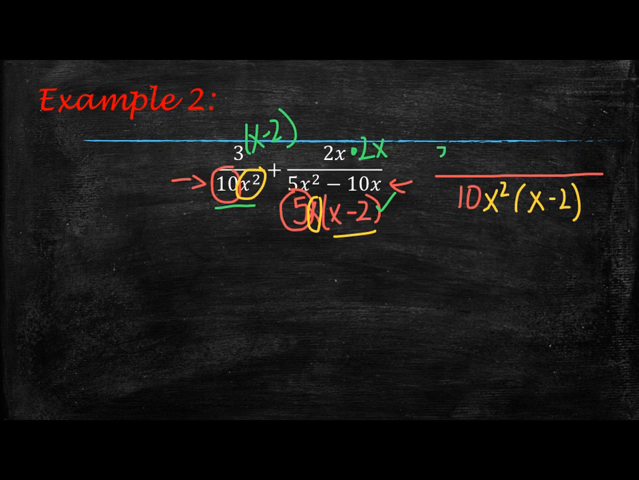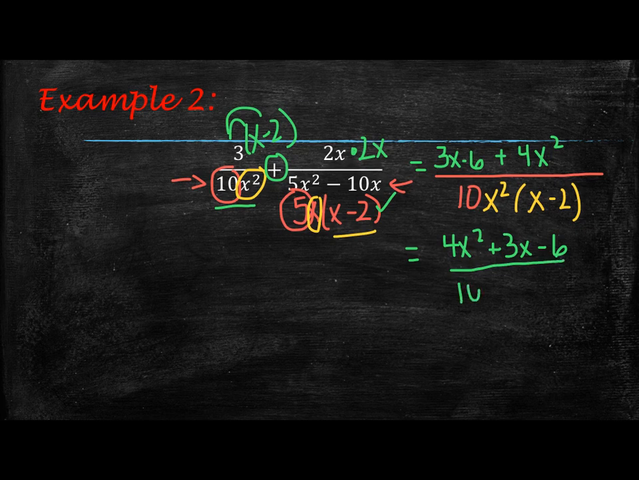So we're going to have 3x minus 6. I'm going to go ahead and distribute that 3. And then 2x times 2x, we're going to add 4x squared. At this point, you want to go ahead and put it in descending order. So we would have 4x squared plus 3x minus 6 all over 10x squared times x minus 2.